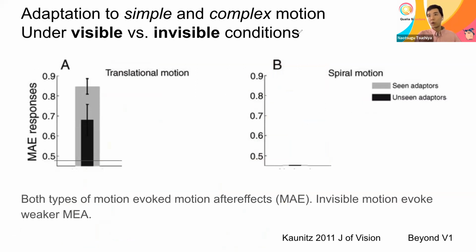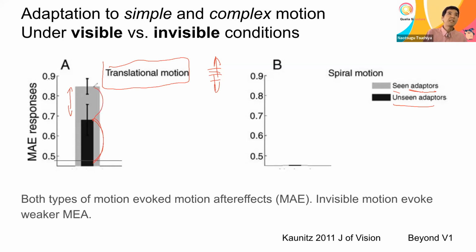Then what they found, this is the work by my previous postdoc, is that if the motion is a translational motion, this very simple stimulus going up and down, then depending on whether the adapter was seen or unseen, there is a difference in terms of response, but they both produce huge aftereffects. So it means that there is an invisible component of the aftereffects, but also a visible component of the aftereffects. This is sort of similar to the afterimage experiment that I discussed last week.